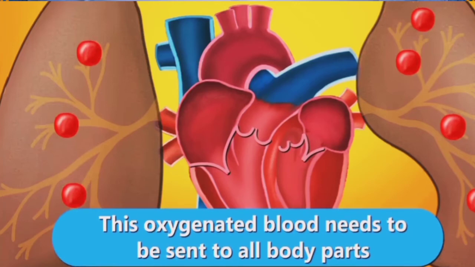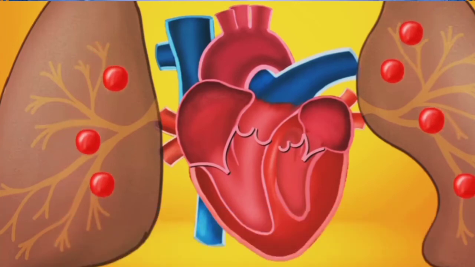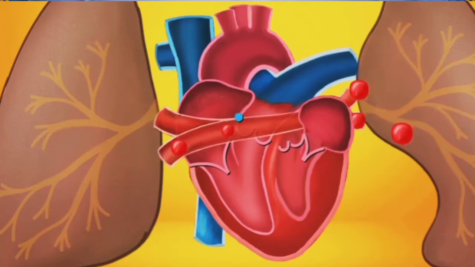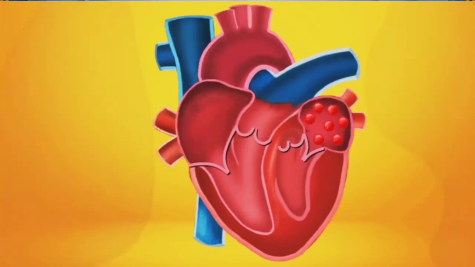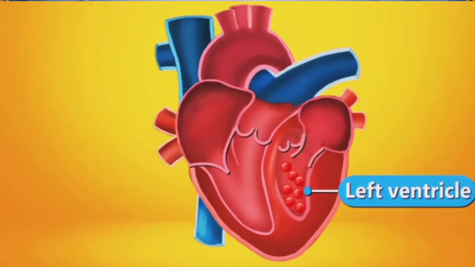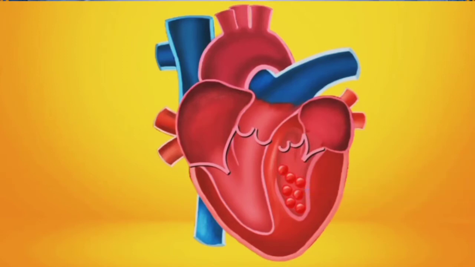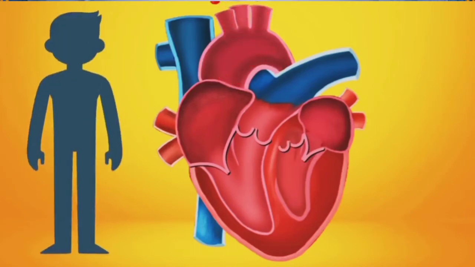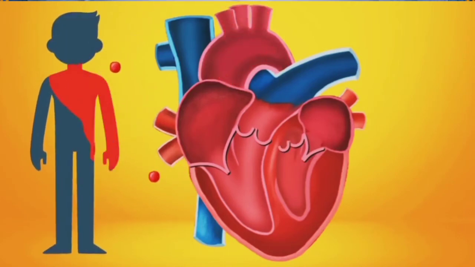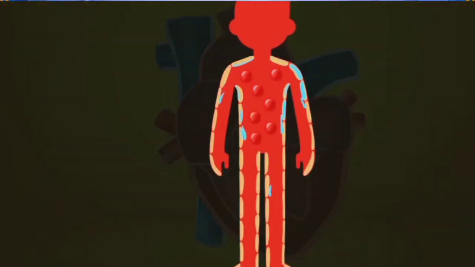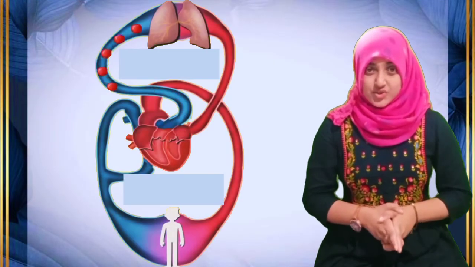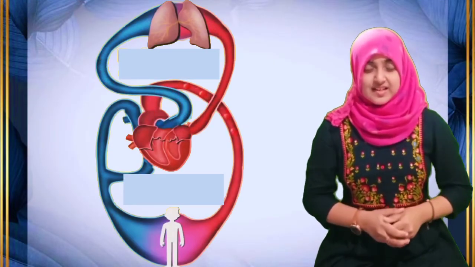Since this oxygenated blood has to be transported to all the parts of a body, it has to be first sent back to the heart through pulmonary veins, and it gets collected in the left atrium. Further, it flows down to left ventricle, and finally this oxygenated blood moves into the artery called aorta, and from there it is transported to all the parts of a body, and hence the cycle continues. Since the blood flows twice through the heart in each cycle, it is called double circulation.